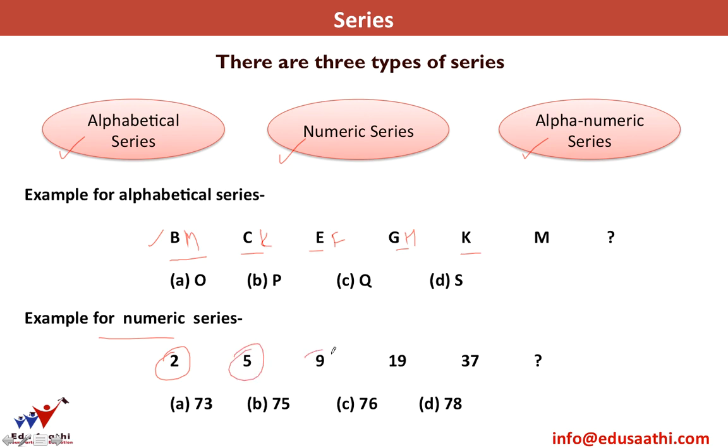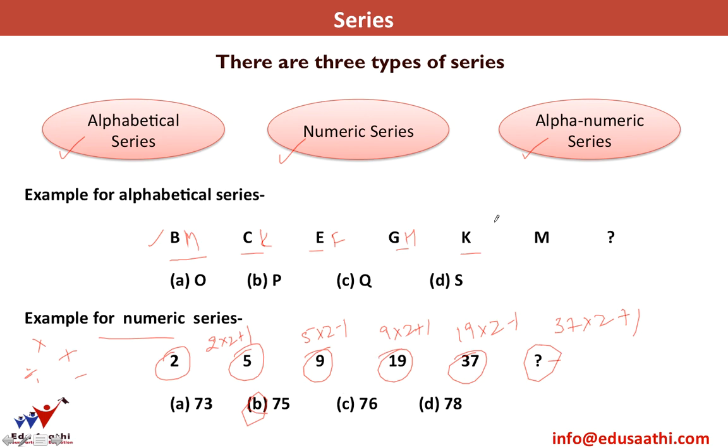Example for numeric series, I have only numbers. For example, 2, 5, 9, 19, 37, and then they ask you what is the last term. And here you'll have to find out logics like, for example, using operations like multiplication, division, plus, and minus. For example, in this series here, 5 is 2 into 2 plus 1. 9 is 5 into 2 minus 1. 19 is 9 into 2 plus 1. 37 is 19 into 2 minus 1. So obviously the next term would be 37 into 2 plus 1. Okay, so the answer here would be 75. We'll discuss all these logics as we proceed.